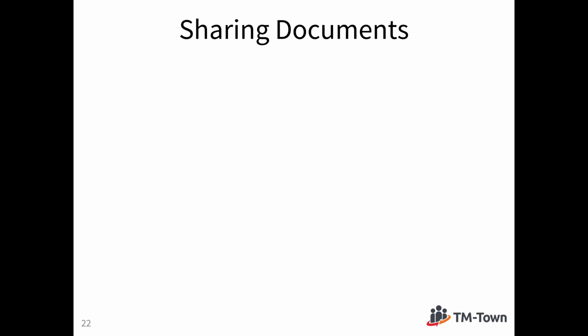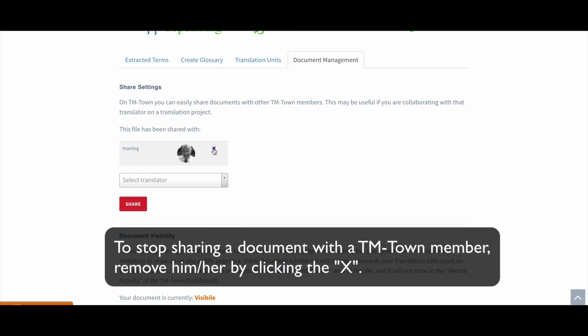To share a document with another TMTown member, first click on the document you would like to share. Next, click on the Document Management tab. You will see Share Settings as the first option. Search for a translator by his or her TMTown username to share the document with that person. To stop sharing a document with a TMTown member, remove him or her by clicking the X.